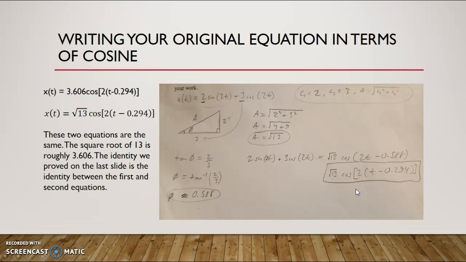So we also write our original equation in terms of cosine. That is the case here. I'll write the proof here. That's where it actually comes together. You'll notice that this has the same function, validating the identity that we just proved. If you calculate the square root of 13, it is roughly 3.606.